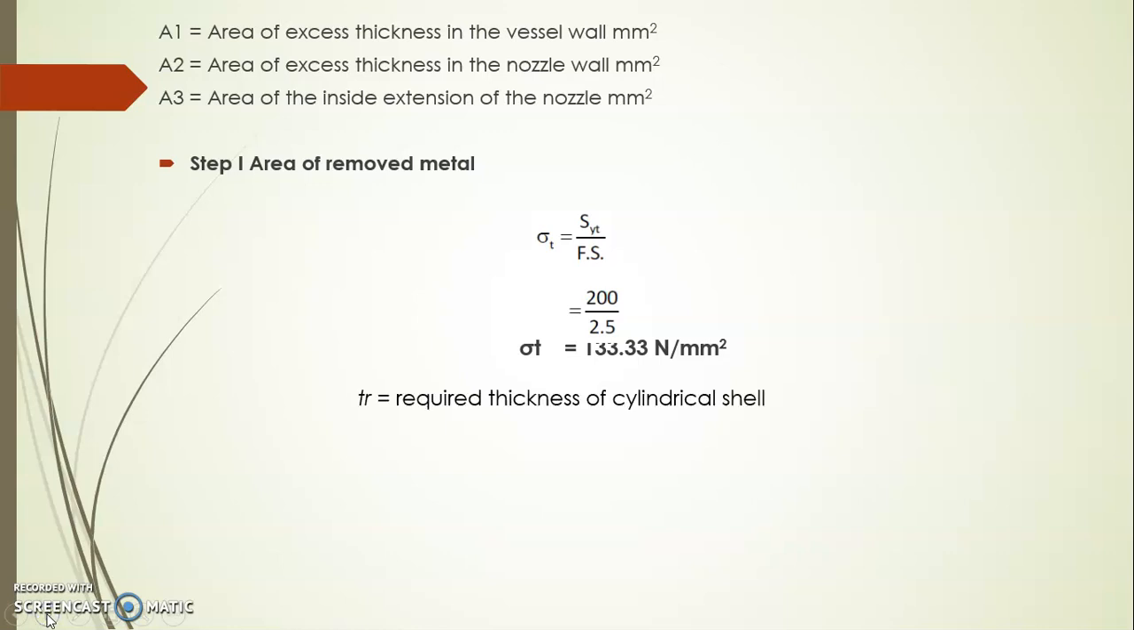Now we will calculate Tr, that is the required thickness of the cylindrical shell. Therefore its formula is Tr is equal to Pi Di divided by 2 sigma t into efficiency minus Pi. Substituting the values, Tr is equal to 2.5 into 1500 divided by 2 into 133.33 into 0.85 minus 2.5. Therefore Tr is equal to, we are getting it as 16.73 mm.